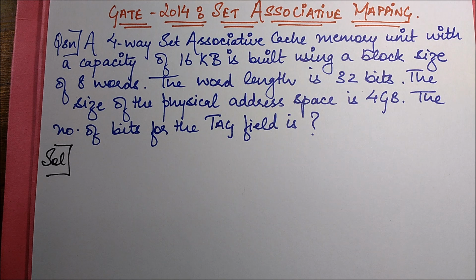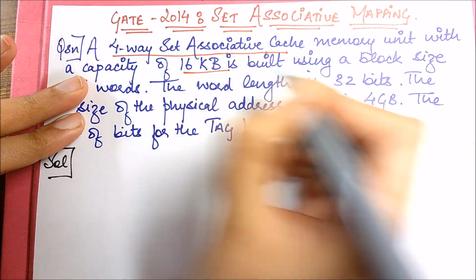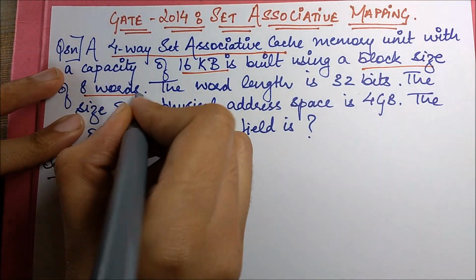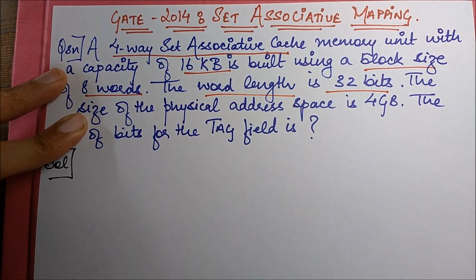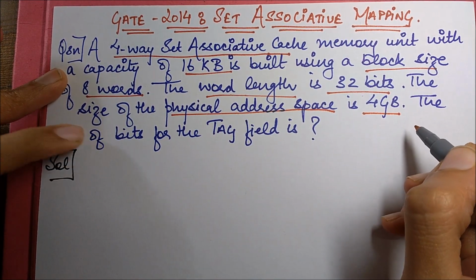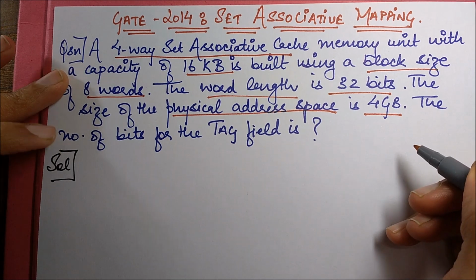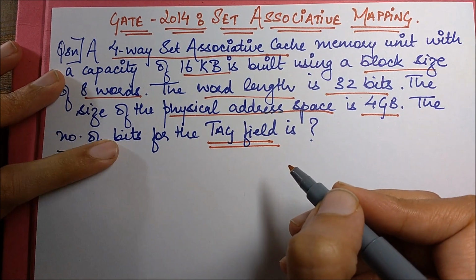So the question is a set associative mapping: a four-way set associative cache memory unit with a capacity of 16 kilobytes is built using a block size of 8 words. I'm going to underline a few things which I feel are important. The word length is 32 bits, and the size of the physical address space is 4 gigabytes. And they've asked the number of bits for the tag field.